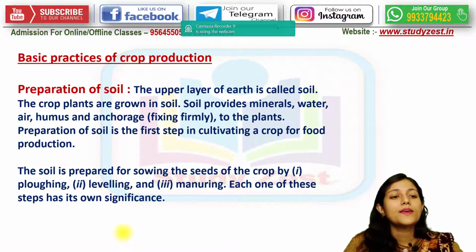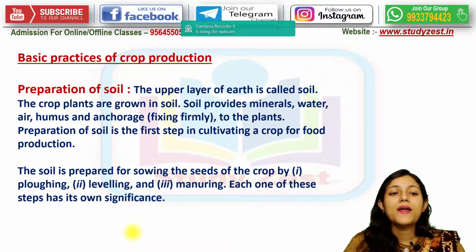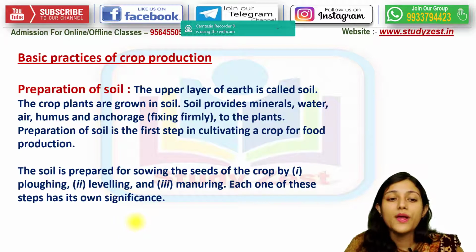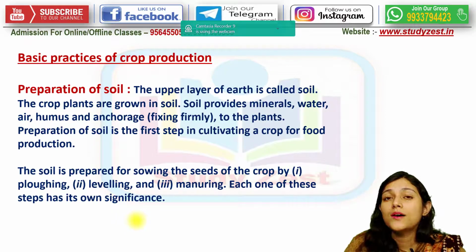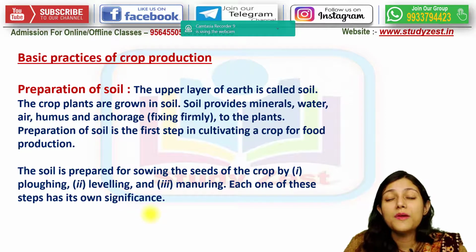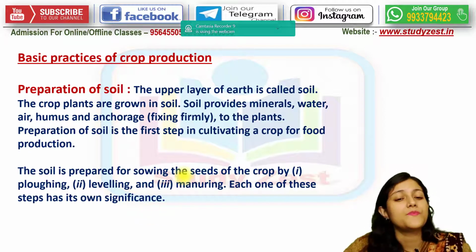Okay. Next, we are coming to the basic practices of crop production, and firstly we will focus on the preparation of soil. So what does it mean? It means how soil is prepared, and how, in a proper condition, it can be beneficial for the growth of the crops.